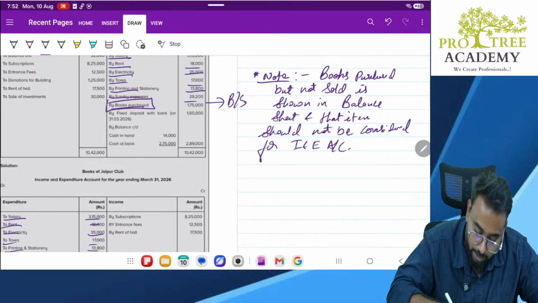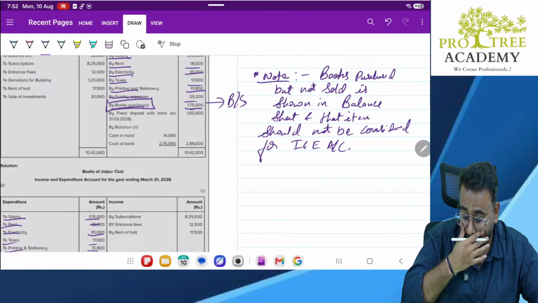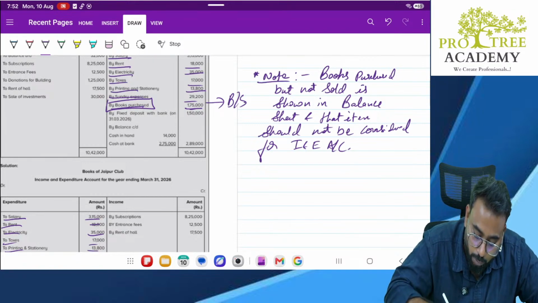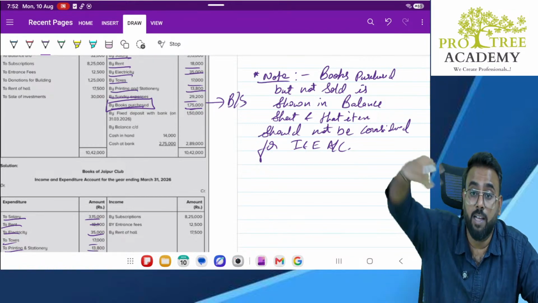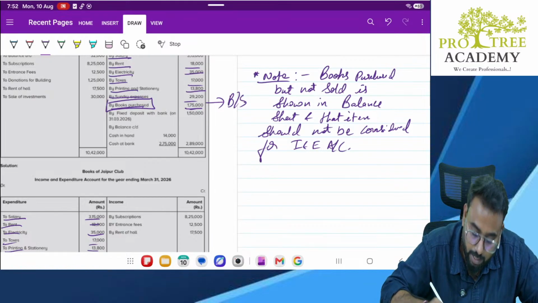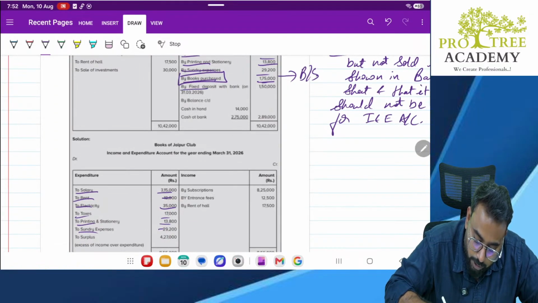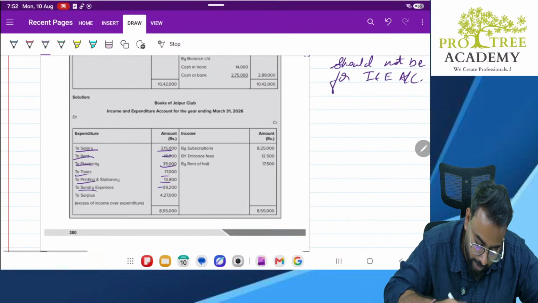See, 1,75,000 is a huge amount. So they might have not sold it, neither might they have distributed it for free. So we are assuming that these books are kept in the library. So it will be shown in the balance sheet. That is why they are not claiming it as expenses. Fixed deposit with the bank is not an expense item. This is again a balance sheet item. Leave it. So we have completed the expense side.